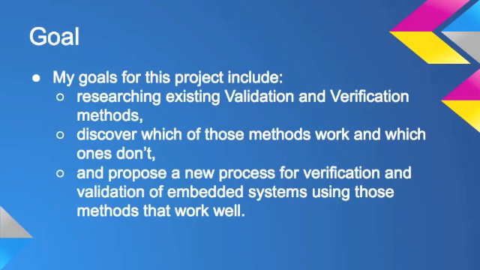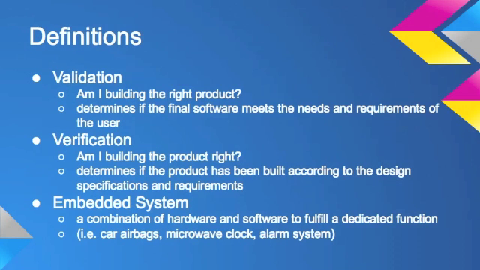Some basic definitions you'll need throughout this presentation. Validation. Am I building the right product? Validation determines if the final software meets the needs and requirements of the user. Verification. Am I building the product right? Verification determines if the product has been built according to the design specifications and requirements. Finally, an embedded system is a combination of hardware and software that fulfills a dedicated function. For example, car airbags, microwave clock, or an alarm system.